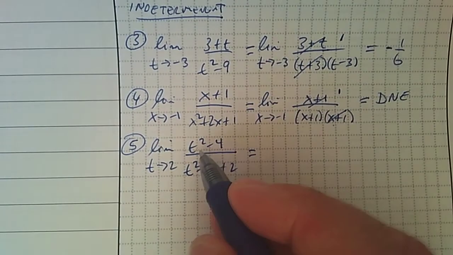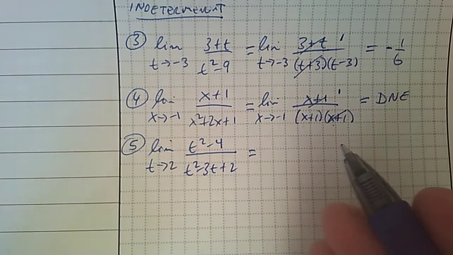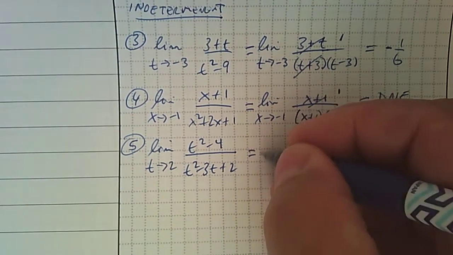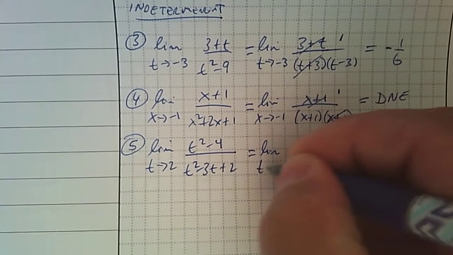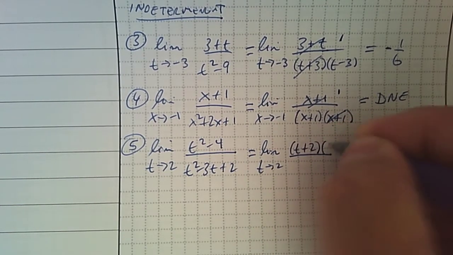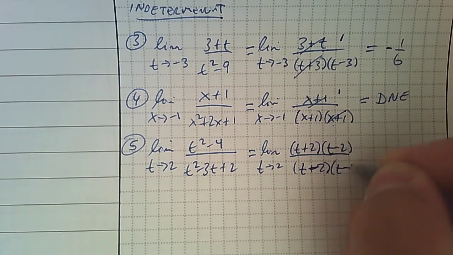Step 1, substitute 2 in, 0. Substitute 2 in here. That's also 0, so it's indeterminate. Does that mean the limit exists? Maybe, or not, but it does mean there's another step. So I'm going to write down the limit as t approaches 2, and I'm going to factor. The numerator, t plus 2, t subtract 2. The denominator is going to be t minus 2, and then t minus 1.